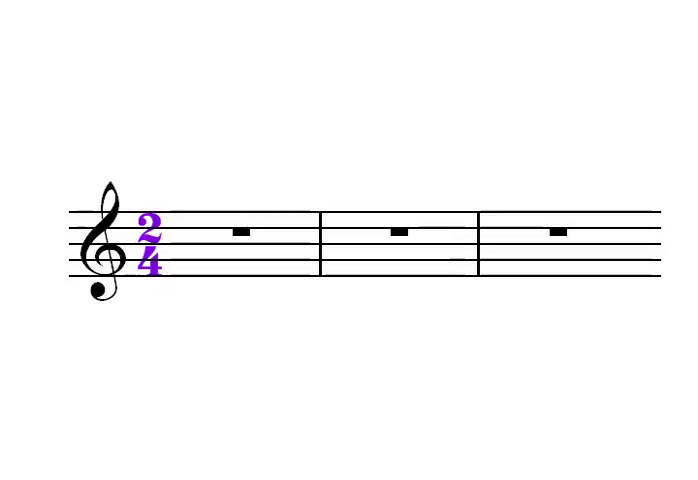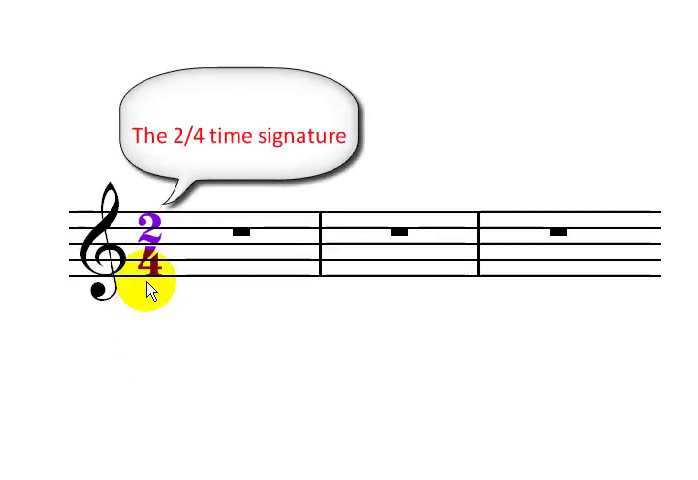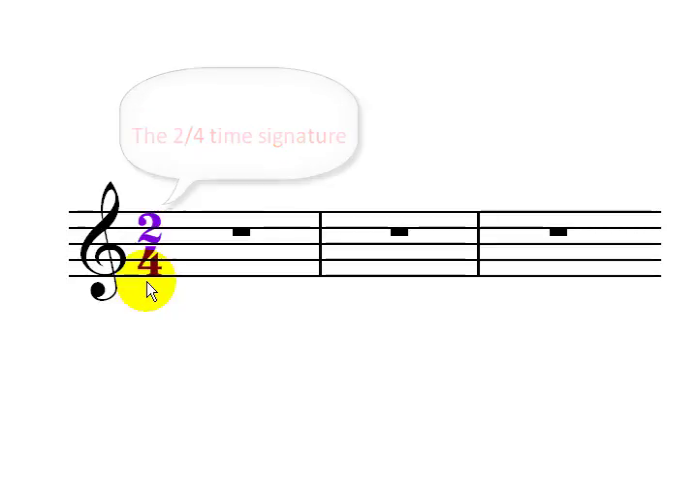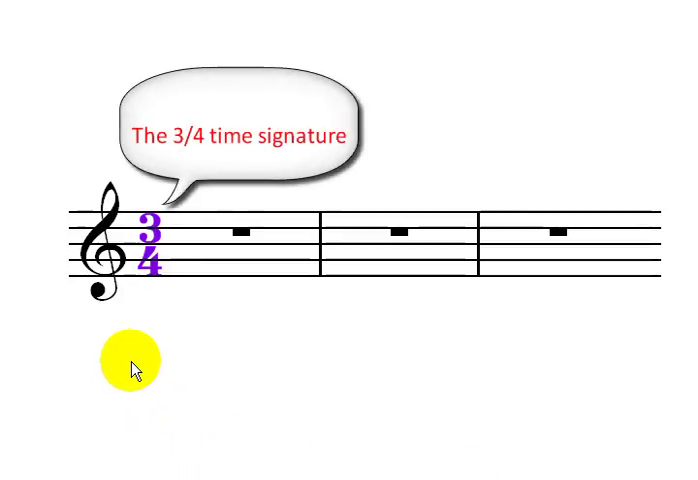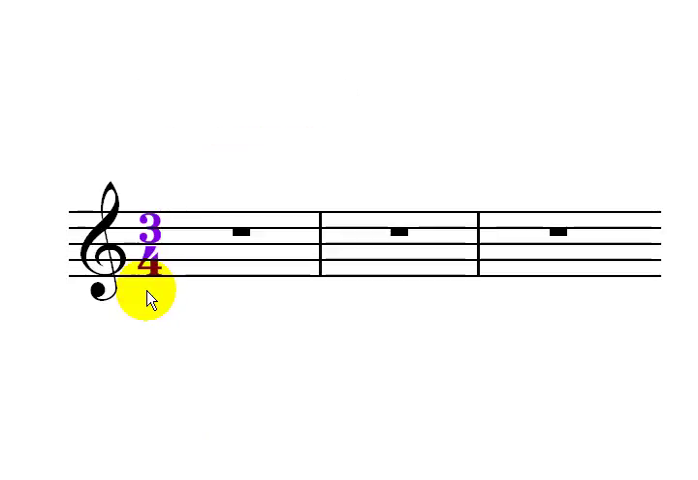What we will talk about in this lesson are two types of time signatures called the 2/4 time signature, the one we see here, and the 3/4 time signature, the one we see over here. First, we will take a look at the 2/4 time signature.